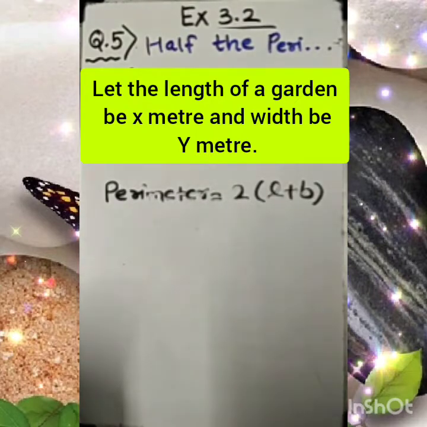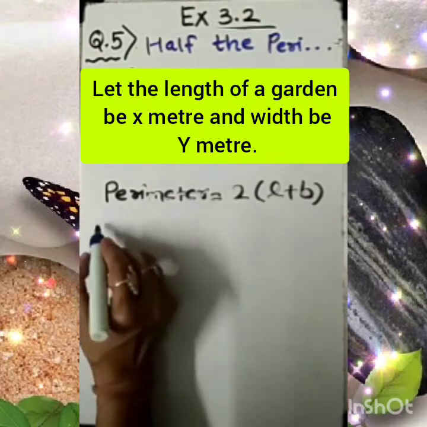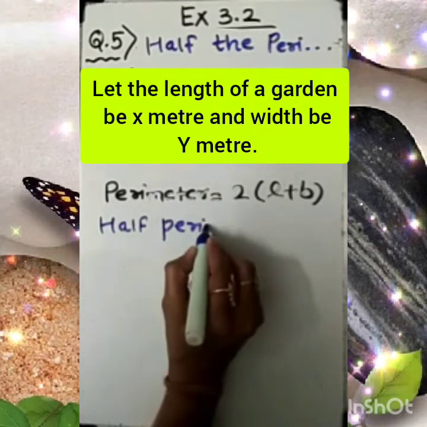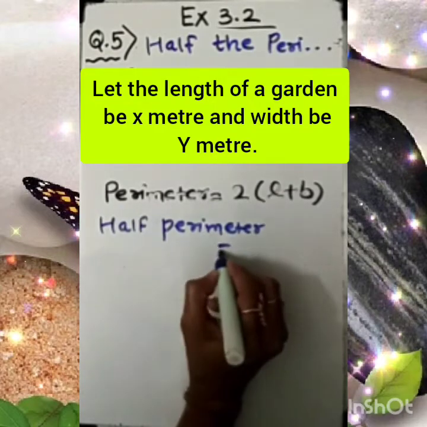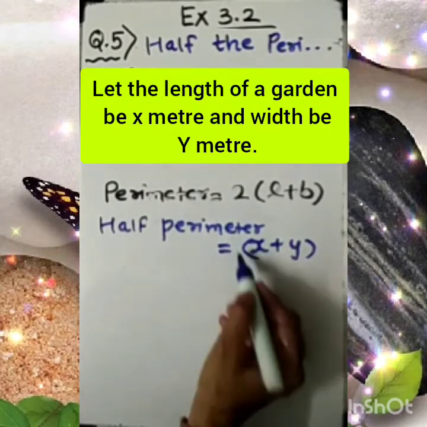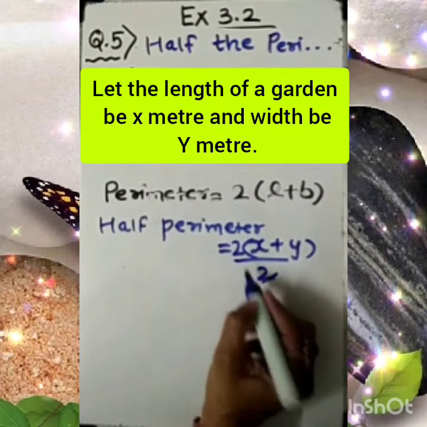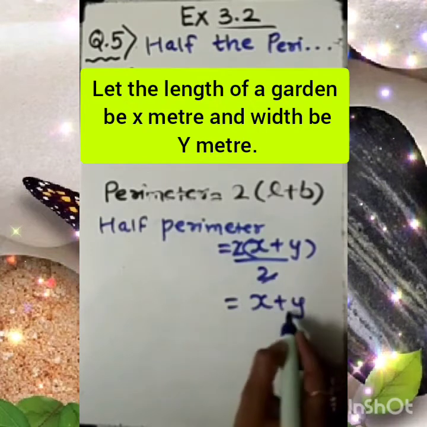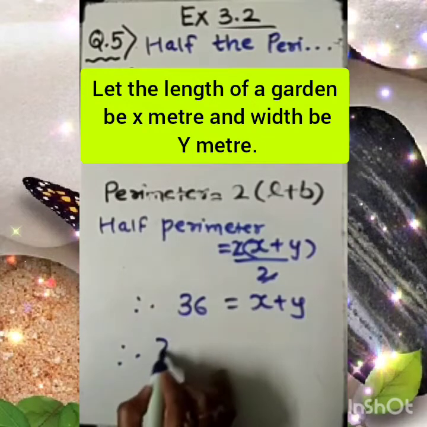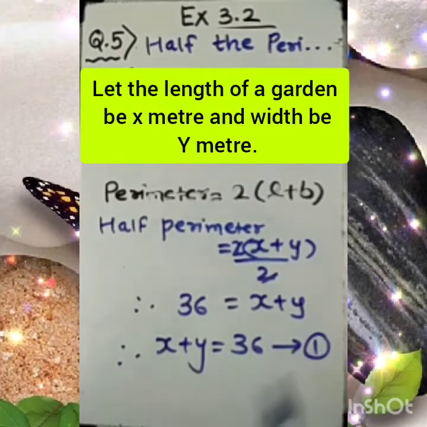Now, half of the perimeter is clearly mentioned here, so we need to find the half perimeter. Half perimeter is equal to x plus y, because half of this will be 1/2 of 2 into x plus y. The 2 and 2 will be cancelled. So half of the perimeter will be x plus y, and that we are given is 36. So our equation will become x plus y equal to 36. Let me call this equation number 1.